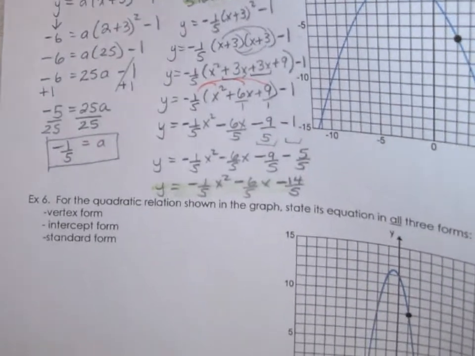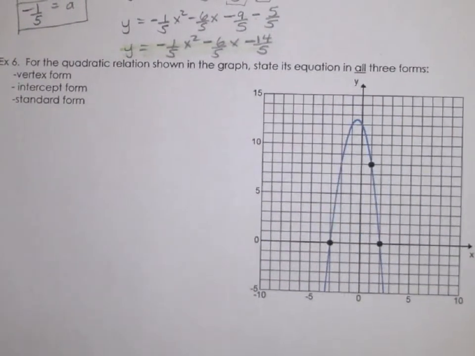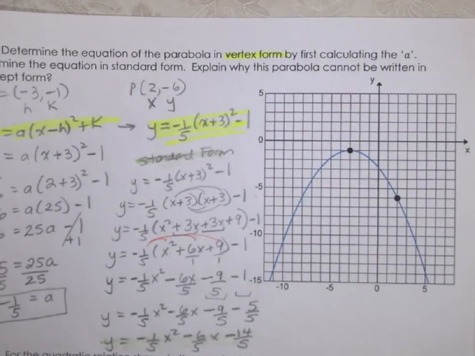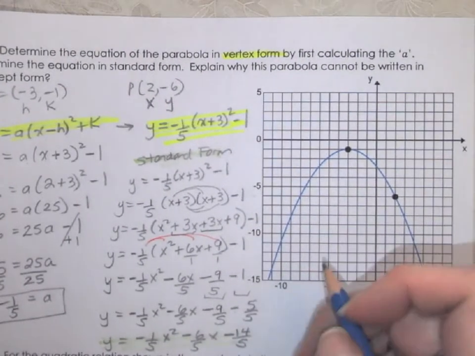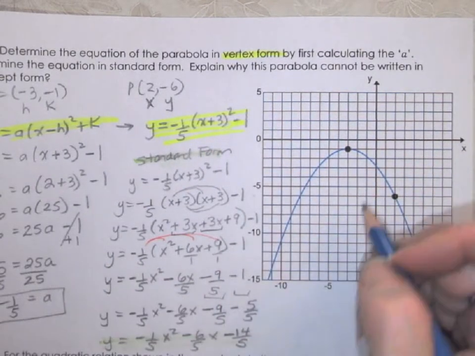All right, and our last example for the quadratic relation shown in, oh wait, sorry, we forgot to say why there isn't a vertex form, or sorry, an intercept form. So explain why this parabola cannot be written in intercept form.